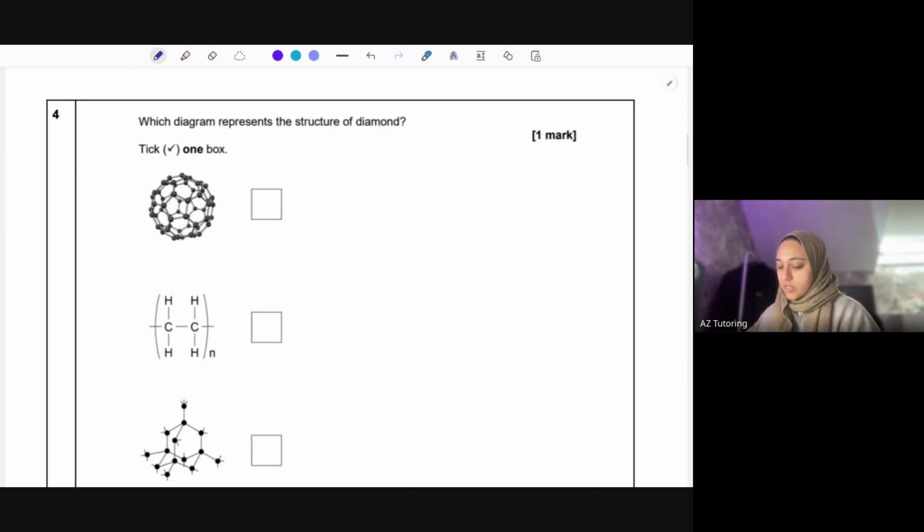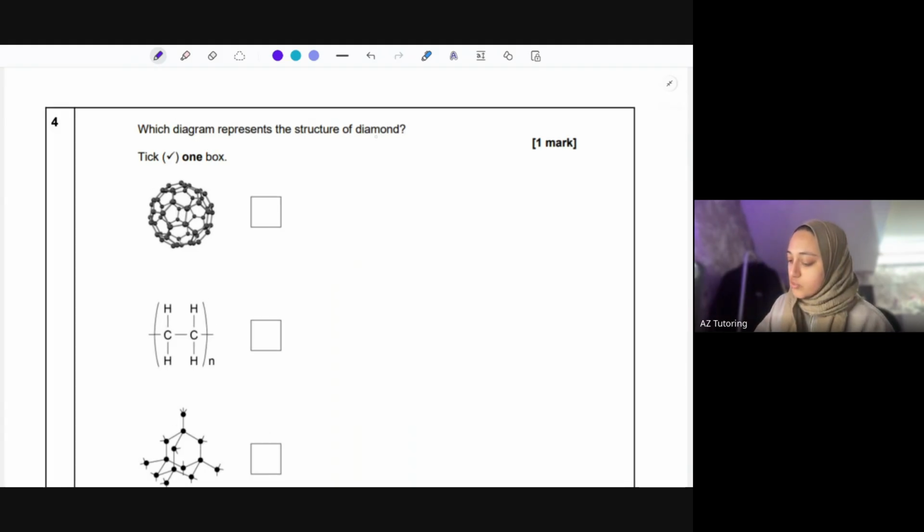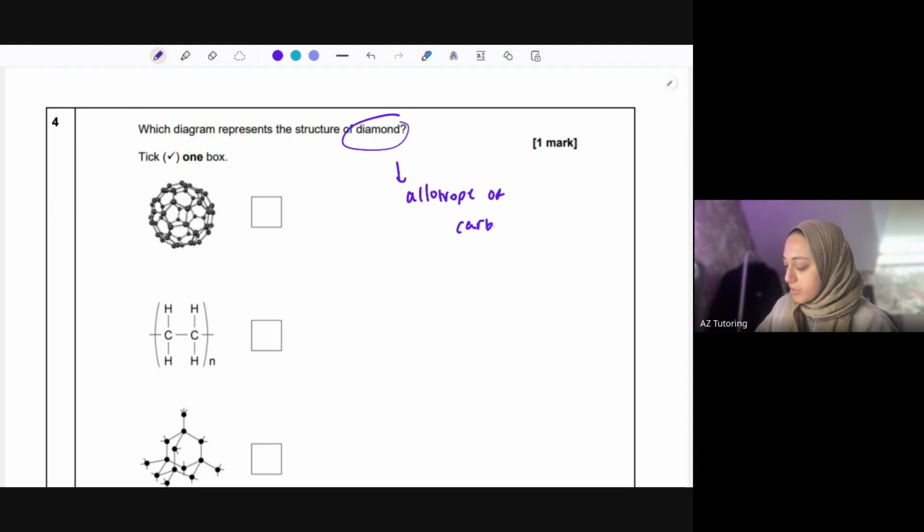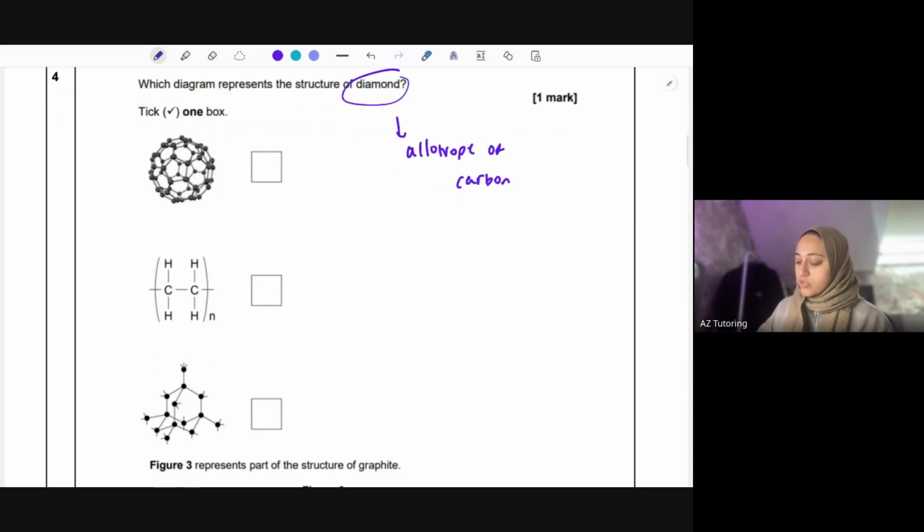Okay, next question. So which diagram represents the structure of diamond? So diamond is an allotrope of carbon. Now what allotropes are is carbon atoms essentially arranged differently that give rise to different molecules. For example, diamond, as in this question, is each carbon bonded to 4 other carbons.